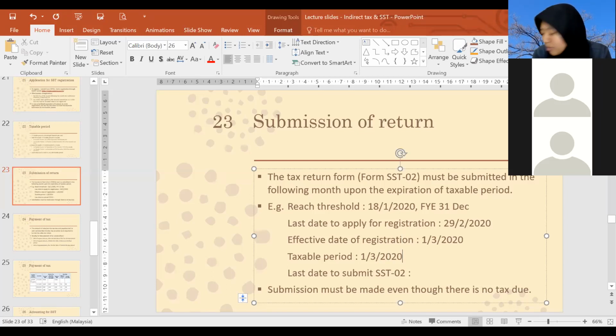Yep, 1st of March until, because this one ends, financial year ends is even month. Okay, so 1st March 2020 until 30th April 2020. Yep. You cannot have in January and February because your effective date of registration is March.